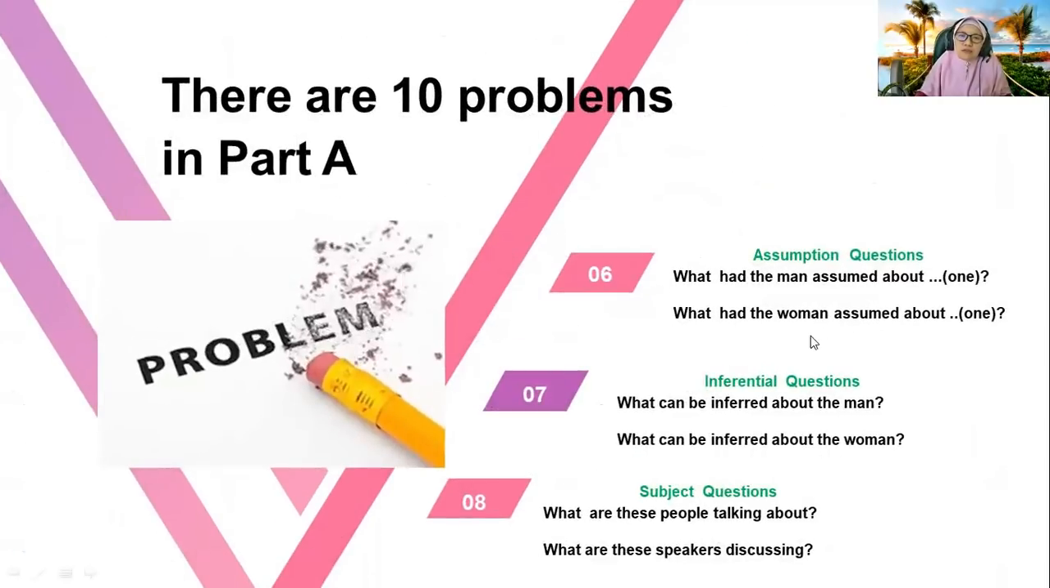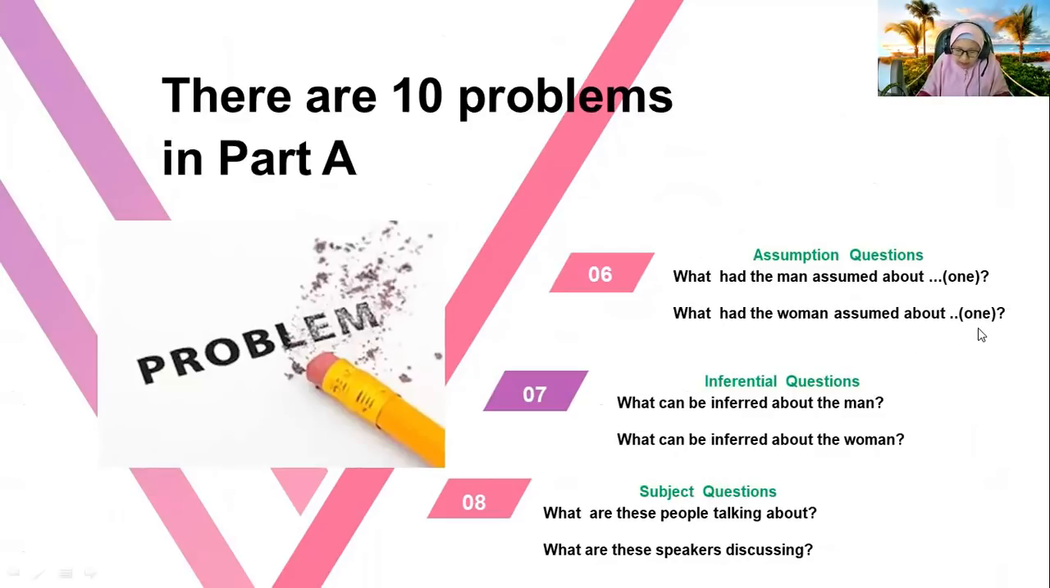On the sixth problem here, we talk about assumption questions. On the assumption questions, there are two questions that are familiar on the TOEFL listening for proficiency. The speaker will ask you by saying, what had the man assumed about someone? What had the woman assumed about someone?